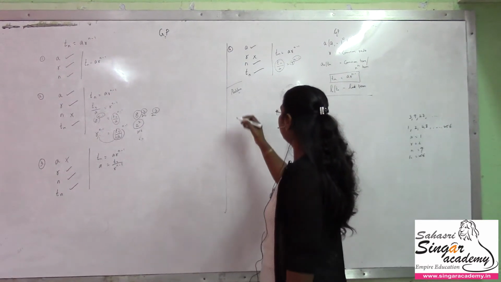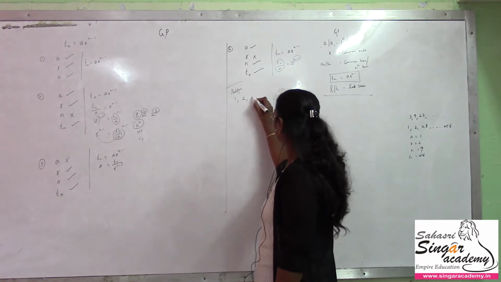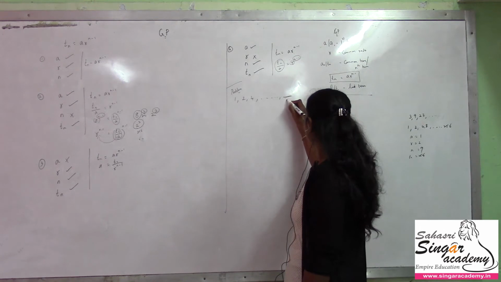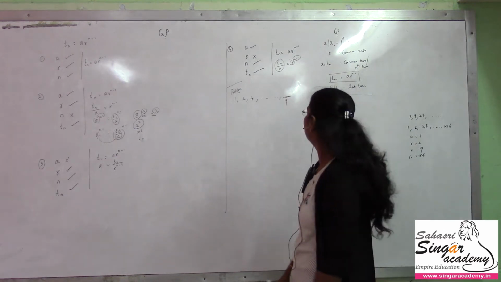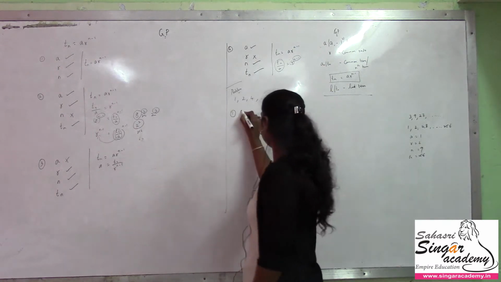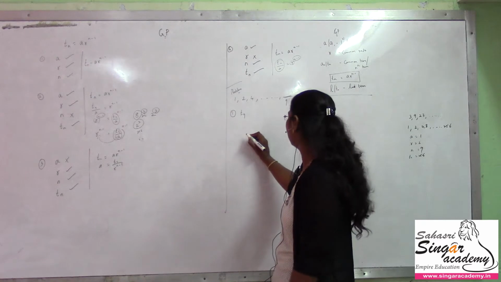So let me take a problem here. I'll take a GP 1, 2, the next term is 4. Let me have n number of terms, that is 9 terms. The first case here, you are asked to find the ninth term, t9. Ninth term ennanu kekranga.